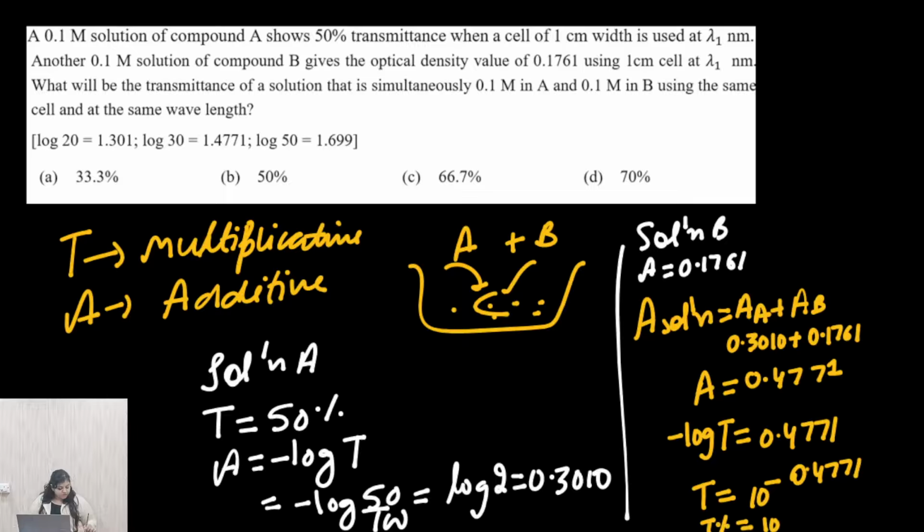So multiply this with the 100. So that answer we are going to get is 33.3%. So this much will be the transmittance for the overall solution, which means the correct answer is option A in this case.